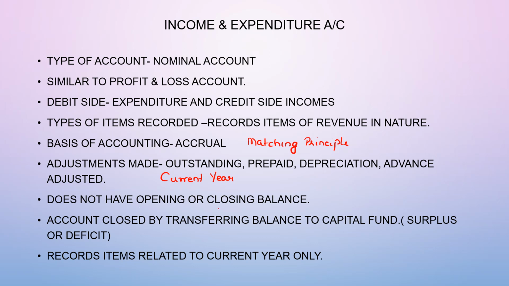This account does not have an opening or closing balance like your receipt and payment account, where you had cash and bank balance as opening and closing. Here you close it by finding out the surplus or the deficit, which gets transferred to the capital fund. And as you can see, the main intention here is to put the items related to the current year only. So this is about the income and expenditure account.